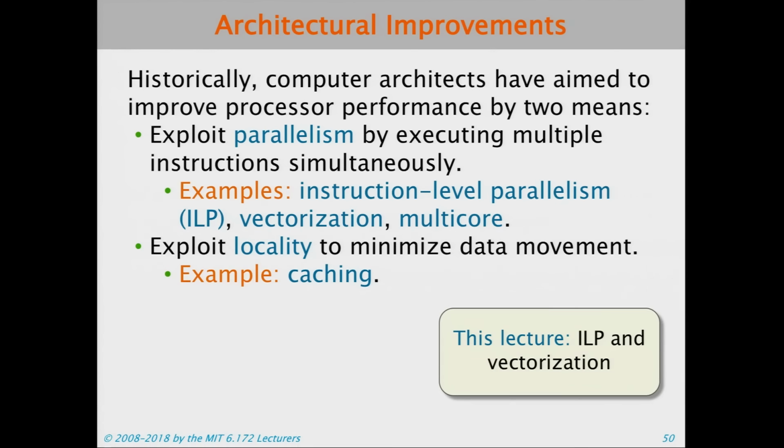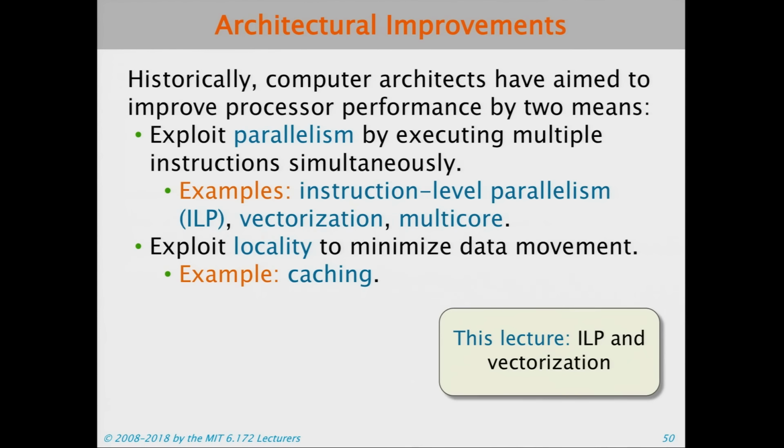So historically, there's two ways that people make processors go faster, by exploiting parallelism and by exploiting locality. For parallelism, we already did word-level parallelism in the bit tricks lecture. But there's also instruction-level parallelism, so-called ILP, vectorization, and multi-core. And for locality, the main thing that's used there is caching. I would say also the fact that you have a design with registers also reflects locality.